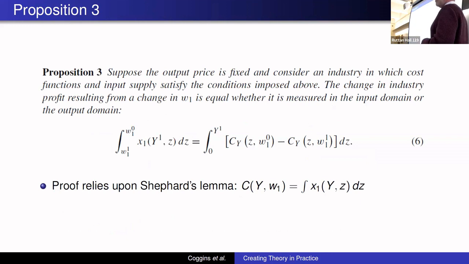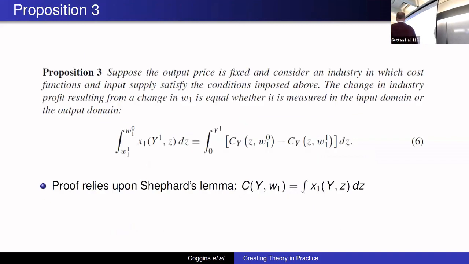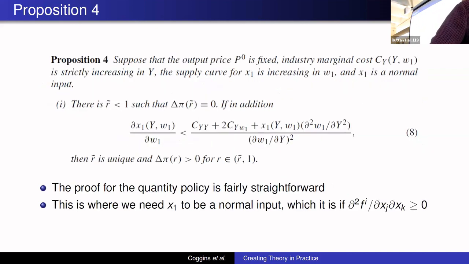Shepherd's lemma. At least it's not straight from the calculus book. And it did not occur to us immediately, I can tell you, because this looked complicated. But eventually between us, we worked out, oh, we can integrate that marginal cost function. And it becomes demand, because the derivative of cost with respect to an input price is demand. So the integral of marginal cost is, you get it back. So the proof is there. I'm not going to bother you with it. But I'm going to bother you with the main proposition in the interesting input price effect case.